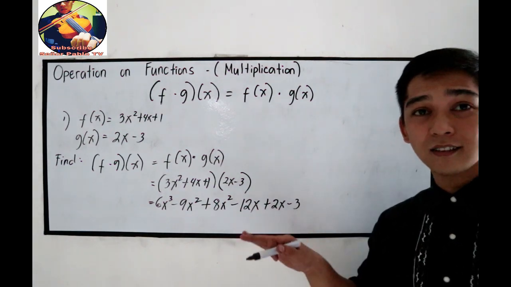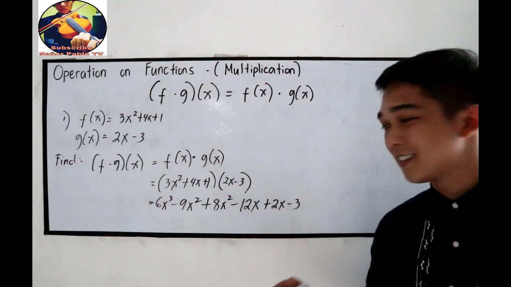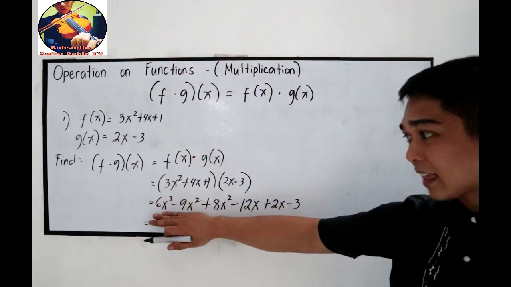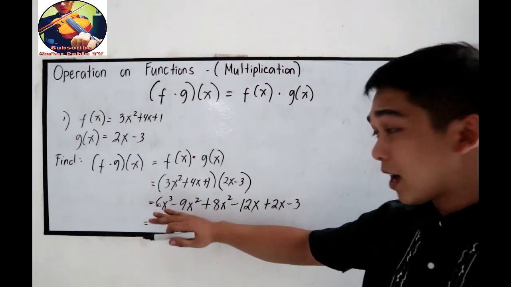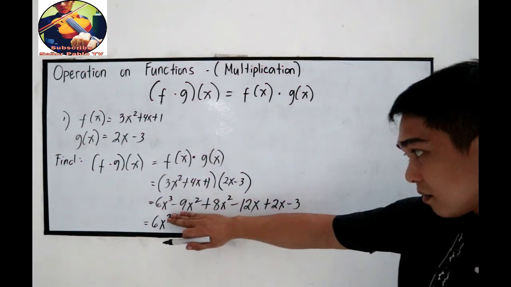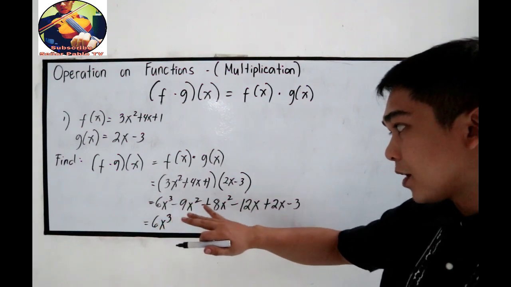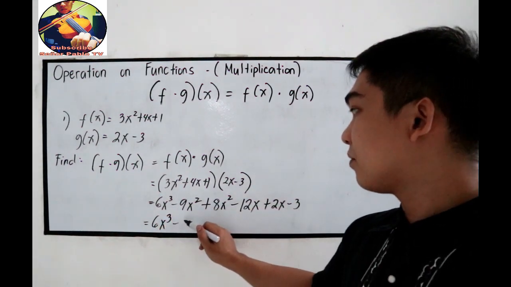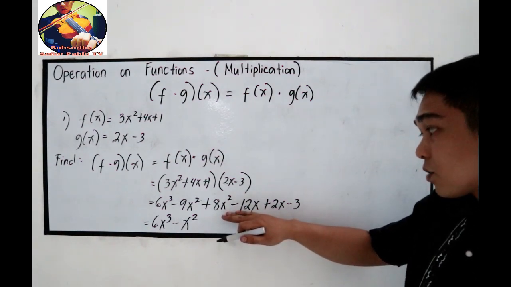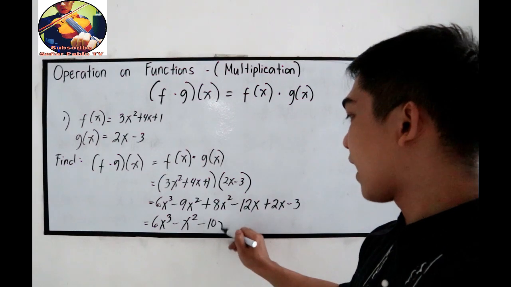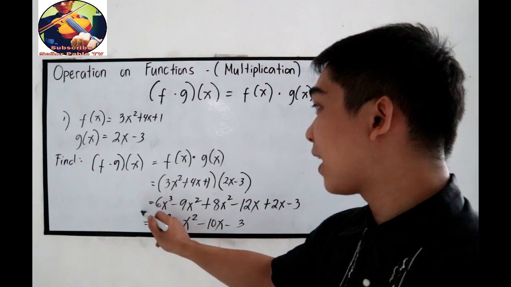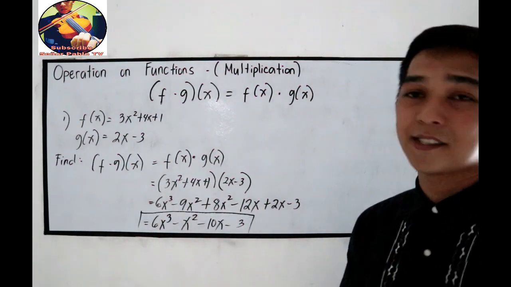After multiplying, we need to simplify. So, simplify natin. Combine like terms, wala tayong cube, walang kapareha si 6x cubed, so just copy 6x cubed. Square, meron tayo, negative 9x squared plus 8x squared, negative x squared. Negative 12x plus 2x, negative 10x. And copy, negative 3. So, ito ngayon yung ating value ng f times g of x.